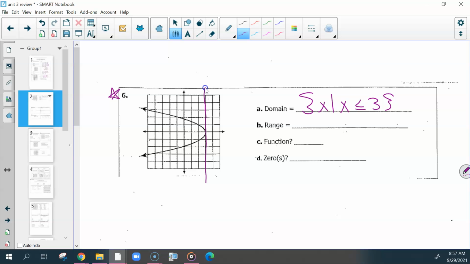We want to say the range. What would our range be? Our range would be all the numbers, going forever. It keeps going up and down.